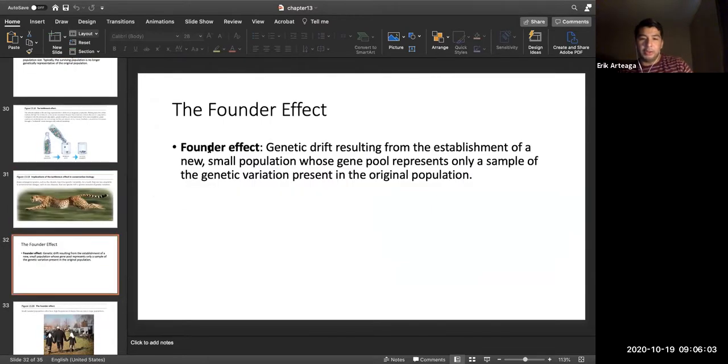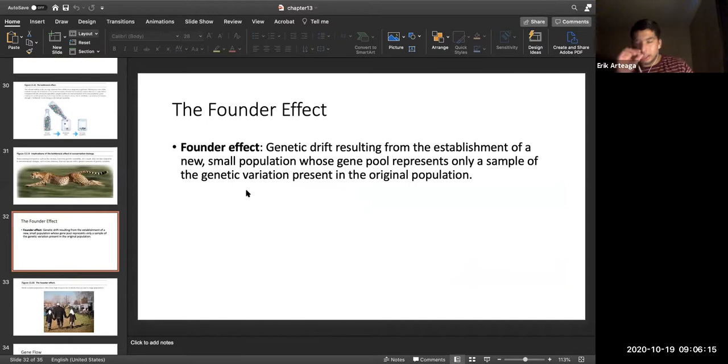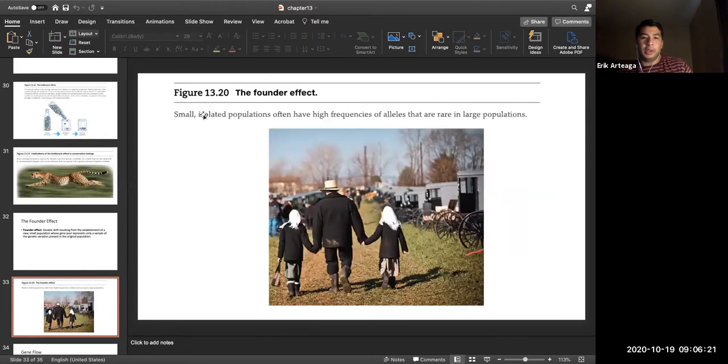Okay. Founder effect. So genetic drift resulting from establishment of a small new population whose gene pool represents only a sample of the genetic variation present in the original population. Right. We talked about squirrels and going on the other side of the Grand Canyon. Right. We also have small isolated populations such as the Amish.